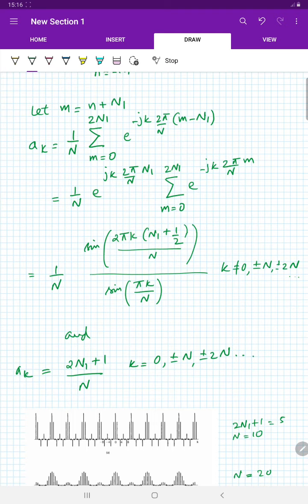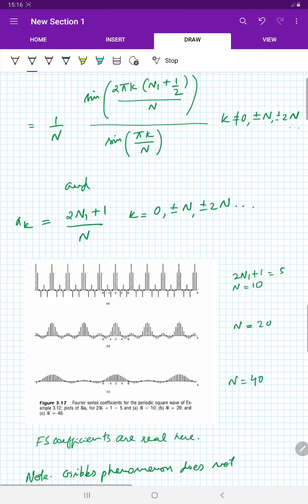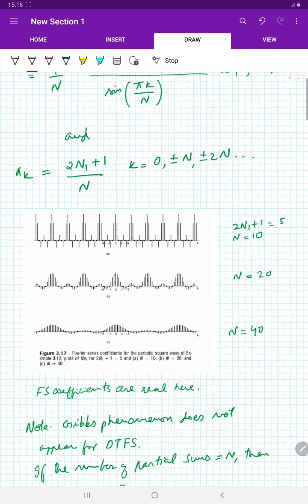So if you plot them, you can see that these are real expressions. Okay, this is the real value, this is also a real value. So this plot is from the textbook. It shows the Fourier series coefficients for various values of n1 and n. Okay, so n1 here is 5 and the n value is kept on changing, just like how we did in the continuous time case. So basically, as you can see, when n is 10 and n1 is 5, this means half of the period is occupied by 1, the other half is 0.